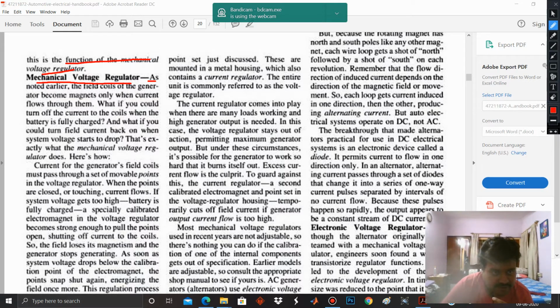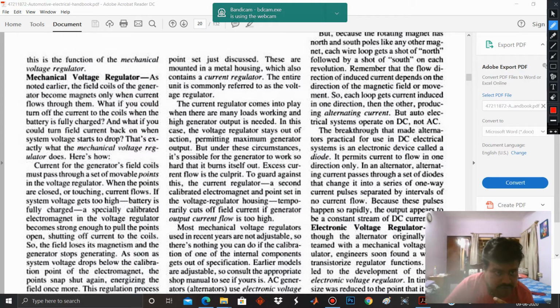As noted earlier, the field coils of the generators become magnets when current flows through them. So if this is a coil, wound around a metal or magnetic material like this, and if you supply voltage, current will pass through the coils and a polarity will be induced like this. Suppose the upper end becomes the north pole and the lower end becomes the south pole. So as noted earlier, the field coils of the generator become magnets when current flows through them.